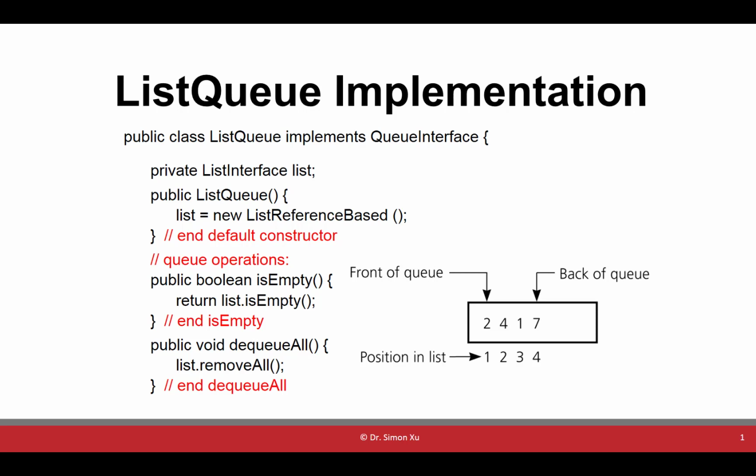Inside the list queue class, we only need one pointer, the list. Inside the constructor, we just create the list. But here we use reference-based list. You can see its empty method of the queue can be implemented with a list.isEmpty. Because the list class has removeAll method, we can use list.removeAll to implement our dequeue.